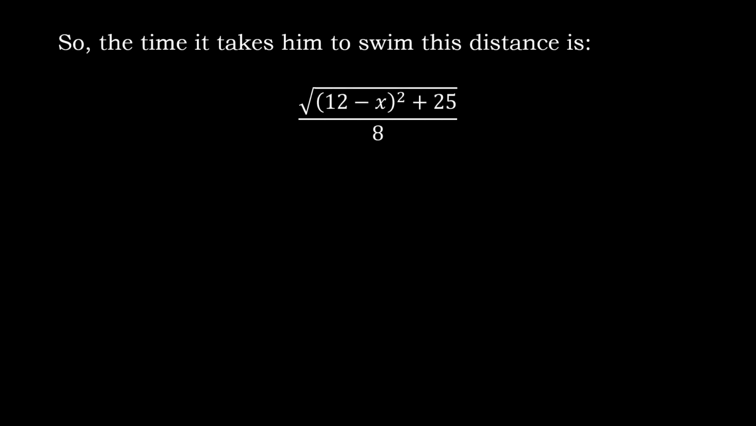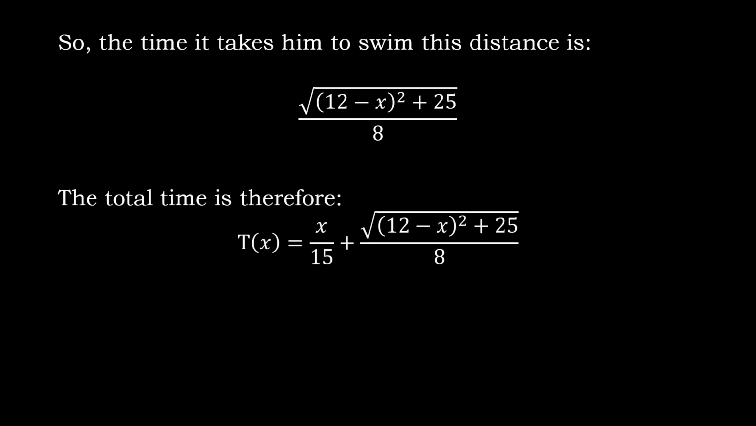So the time that it takes him to swim this distance is simply the square root of the quantity (12 minus x) squared plus 25, over 8. And therefore his total time, T(x), is equal to x over 15 plus the square root of the quantity (12 minus x) squared plus 25, all over 8.